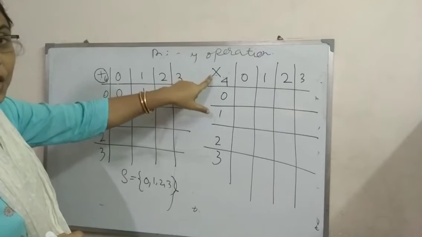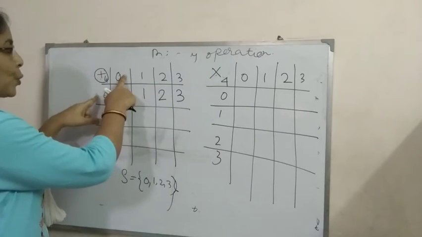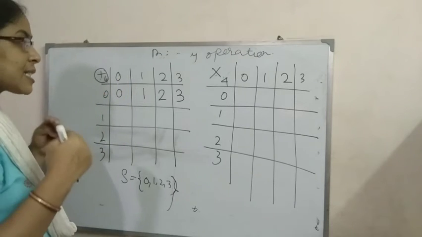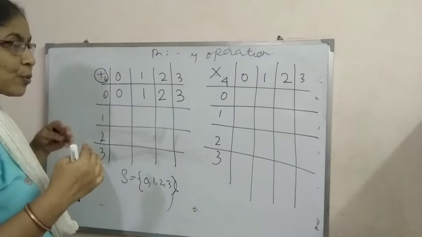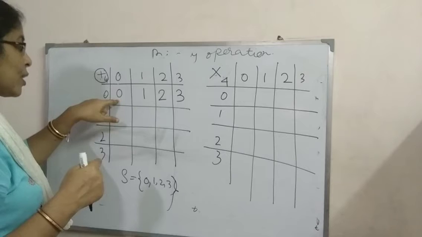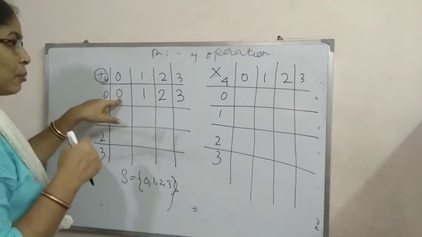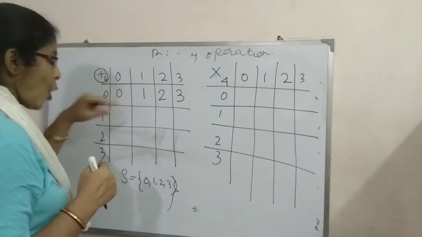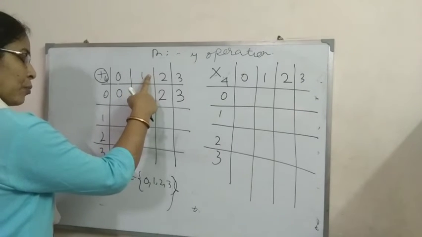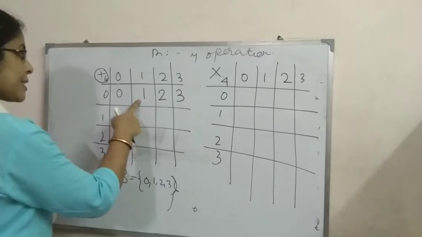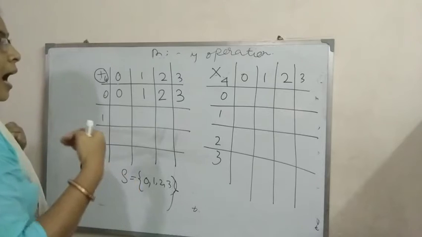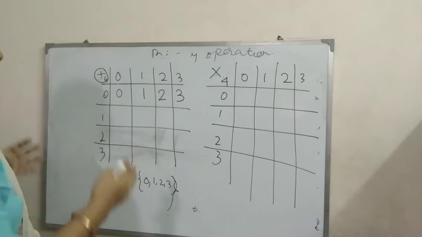This is multiplication modulo 4. That means two elements are added and the result is divided by 4. I will get the remainder 0. This 0 is placed in the box. Here 0 added to 1, I will get 1, and 1 is divided by 4, so I will get the remainder 1. In this way, I will complete that table.